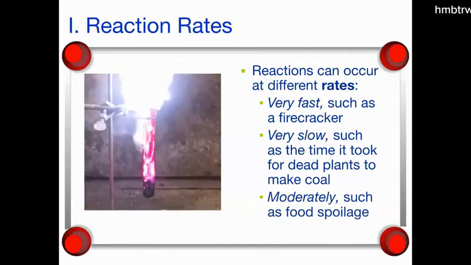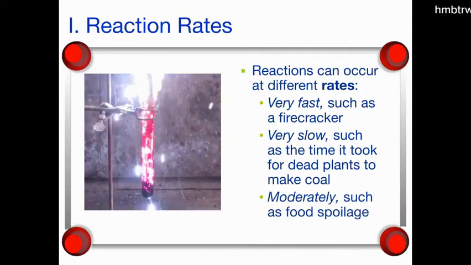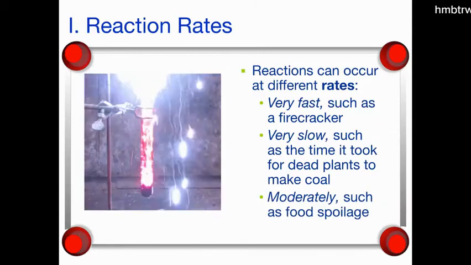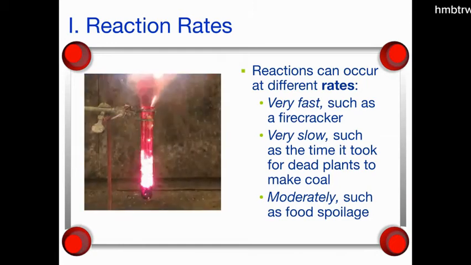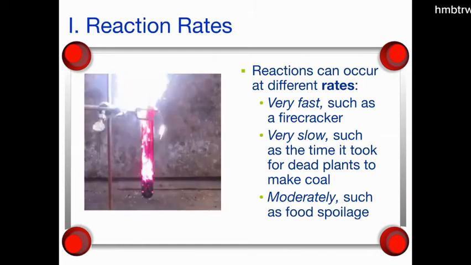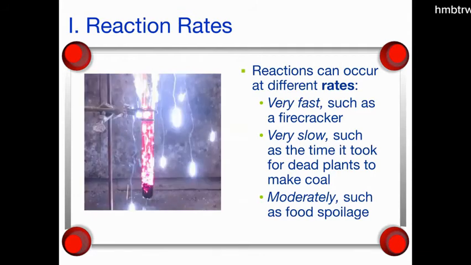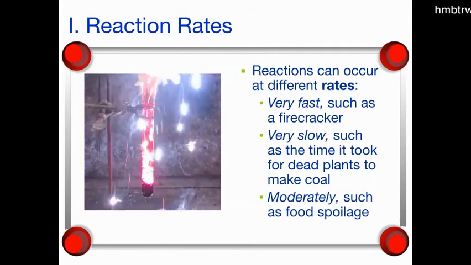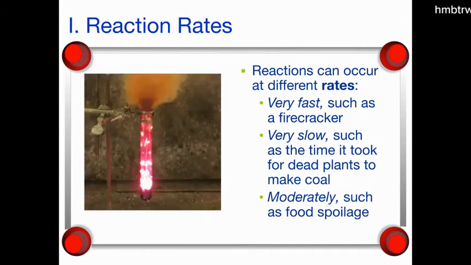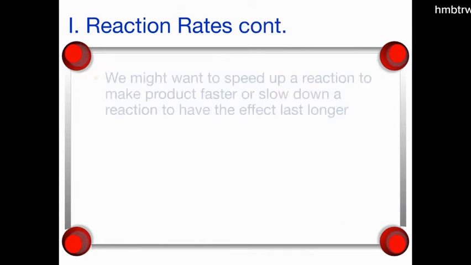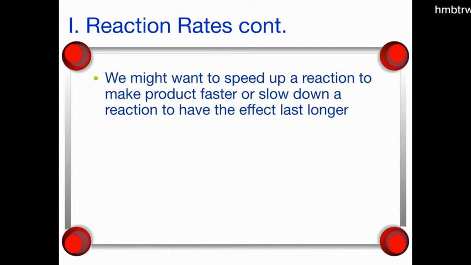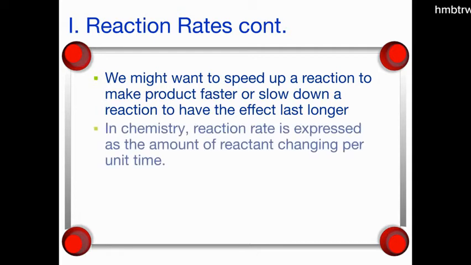And something that would be moderate would be something like your food spoiling after you've cooked a nice meal and you put all your leftovers in the refrigerator. They go into the very back of the refrigerator, and then all of a sudden you realize, oh my gosh, those leftovers have gone bad after a week. So we might want to speed up a reaction to make the product faster, or slow down a reaction to have the effect last longer.